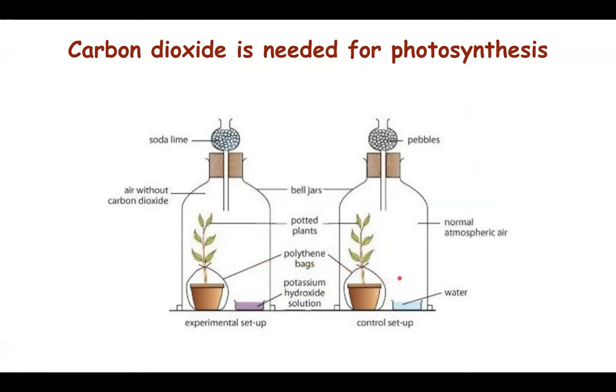The second bell jar is your control setup. Here we have pebbles instead of soda lime, and we have water, which has replaced the potassium hydroxide solution. So there is normal atmospheric air. If the leaves from both are taken and the starch test is performed on both of them, here it will turn brown. Here the leaves will turn blue-black, indicating that photosynthesis requires carbon dioxide. Carbon dioxide was not present here, so no photosynthesis occurred in this condition.